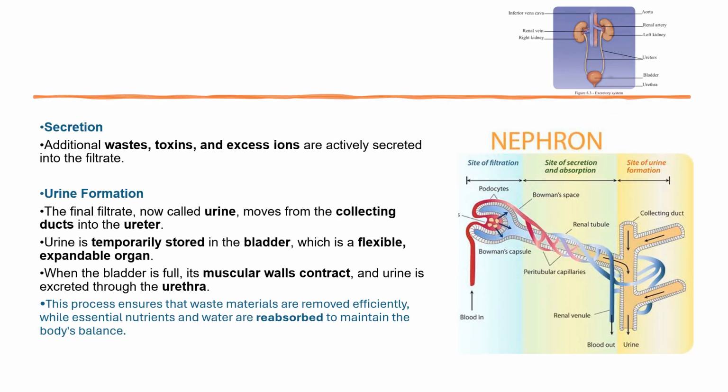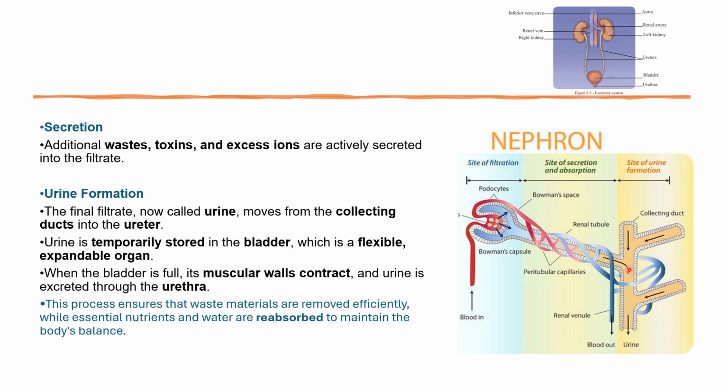Next in the process is secretion. This is the site of secretion and absorption. While the filtrate passes down through the nephron tubule, if there are additional waste, toxins and excess ions in the blood vessels, they are secreted into the filtrate. And then comes the urine formation site. The final filtrate is now called urine.